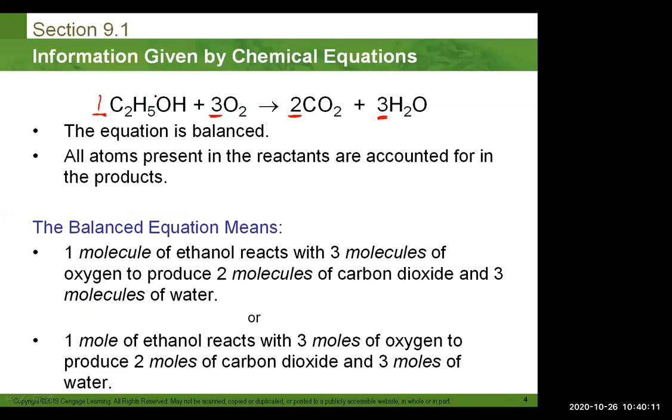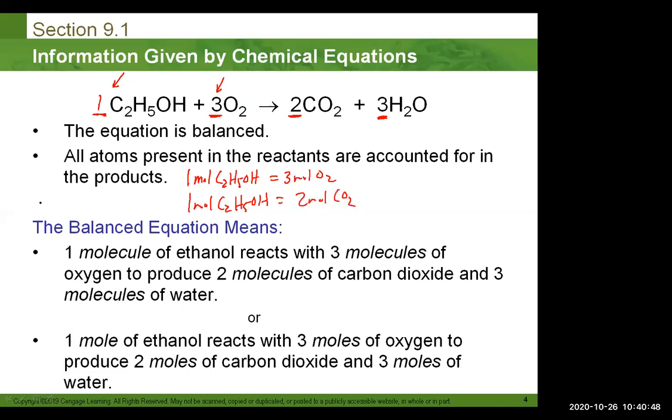But really, for stoichiometry, we use that mole-to-mole relationship. We could say that 1 mole of ethanol here reacts with 3 moles of O2, and 2 moles of CO2 are produced. So in this particular reaction, there are really 4 mole-to-mole relationships. Again, 1 mole of our ethanol would equal 3 moles of O2. 1 mole of our ethanol here would get us 2 moles of CO2.